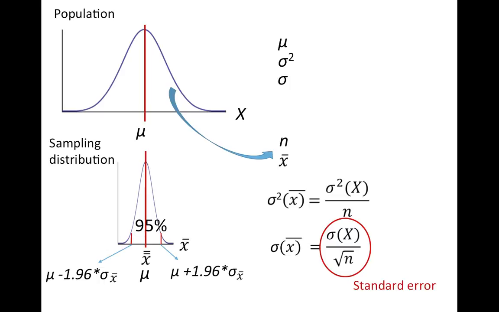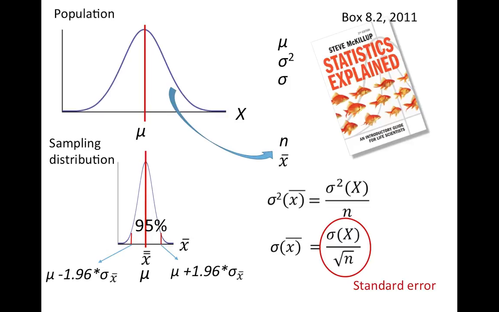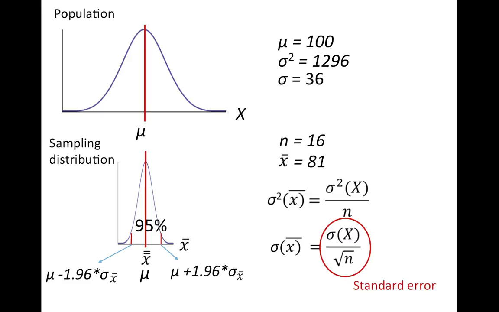We're now going to look at an example to make this a little bit more clear. And we will use the numbers from box 8.2 in the book Statistics Explained by Steve McKillop, the 2011 edition. In this example, we have a population with a mean of 100, a variance of 1296, and therefore a standard deviation, which is the square root of this, that is 36. We also have a sample with a sample size 16 and a mean of 81.